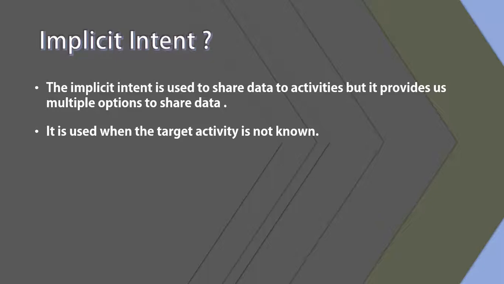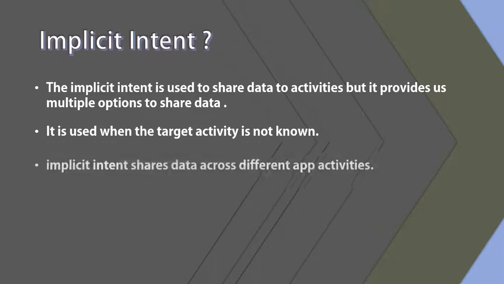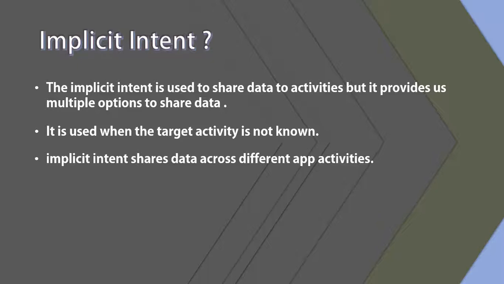Explicit intents are used when the target activity is known, but in case of implicit intent, it is used when the target activity is not known, because multiple application options arise when you use the implicit intent to share the data, and from those you need to pick one in which you want to share the data. That's why in case of implicit intent, the target activity is not known. Implicit intent shares data across different app activities. As I already told you, it gives you lots of options to share the data between different app activities.